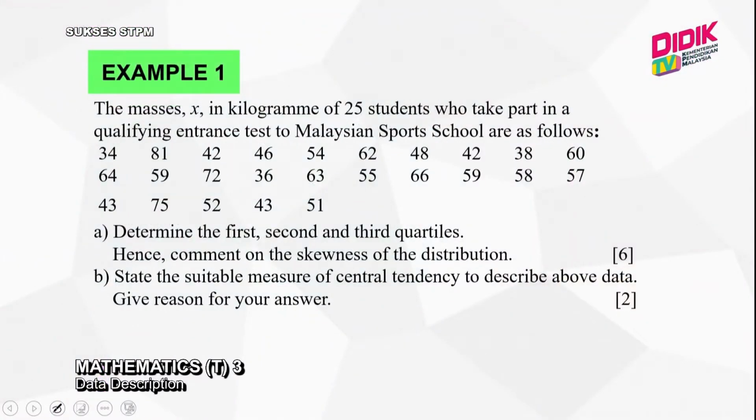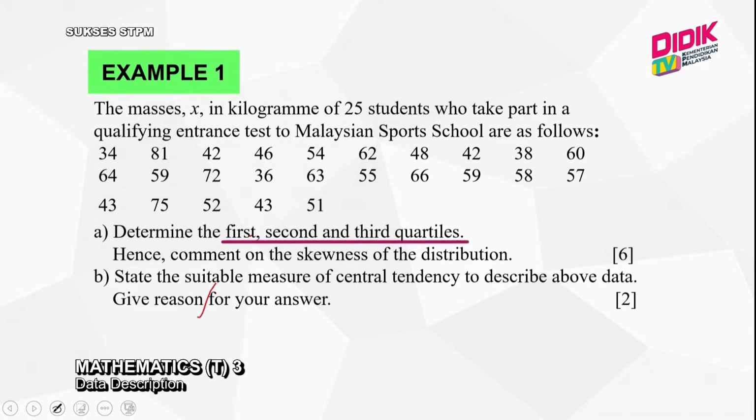Your first task is to determine the first, second and third quartiles. Carefully, first, second, third quartile, ends. You must be very careful with the word ends. That means if you want to comment on the skewness, you must use these three values. You cannot use anything else. You cannot use the mode or the box plot. You must use the three values to comment on the distribution. And then part B: state the suitable measure of central tendency and give reason.